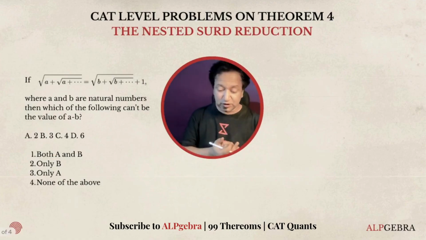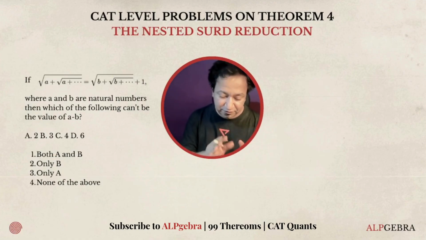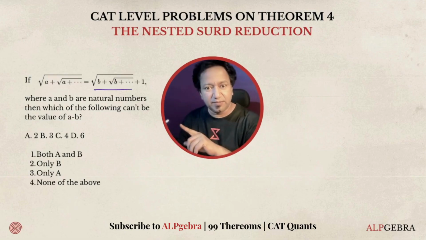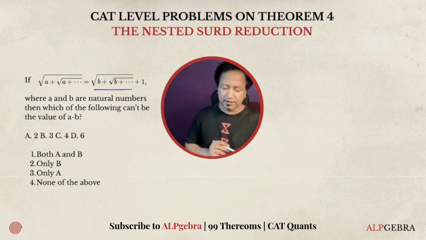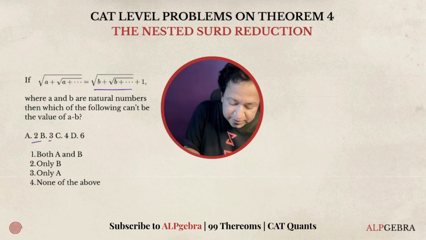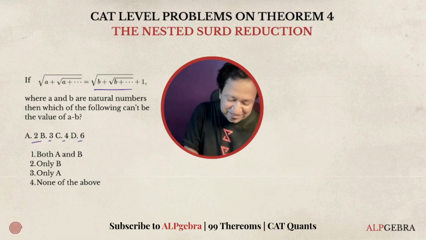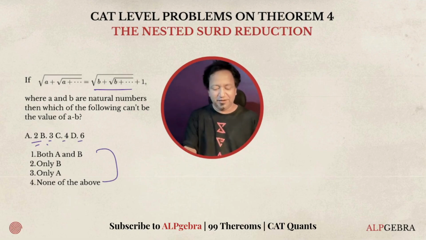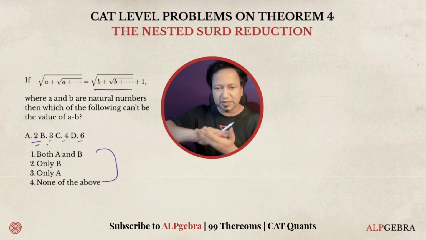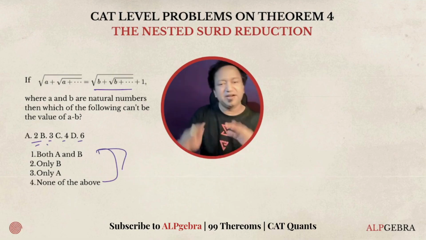The last one and the most difficult one. It says if this whole square root of a infinite nested problem is equal to the infinite nested problem for b, and plus 1 is there. That is what makes all the difference. Where a and b are natural numbers, which of the following can't be the value of a minus b? The options are 2, 3, 4, 6. No, they are not the options. The options are these: both A and B, only A, none of the above. The question was already difficult, and the way of framing has made it more difficult, and the options have made it super difficult.